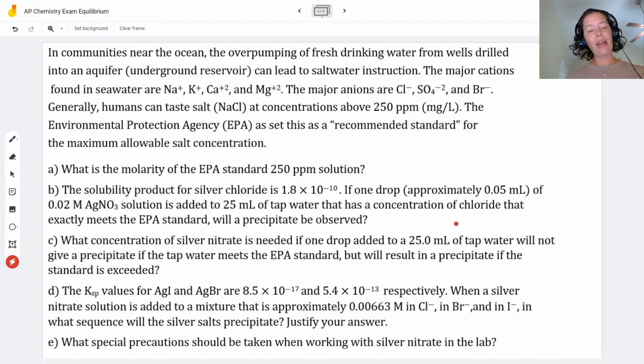Okay, so I wish that for this one they had maybe split this up into more than 2 sentences. But what I'm getting here is you have a 25 milliliter sample. You are adding 1 drop of silver nitrate and you want to know if there's a precipitate.